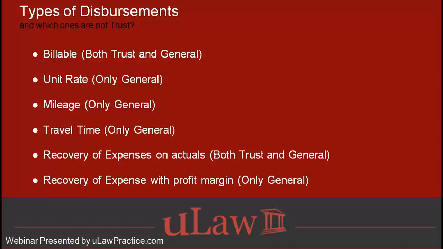Recovery of expenses, and we spoke about that just now, about marking up or marking down. So especially when you're doing a recovery of expense with a profit margin, it's again got to be done with general. But if it's a recovery expense on actuals, then you can do both trust and general. Okay?